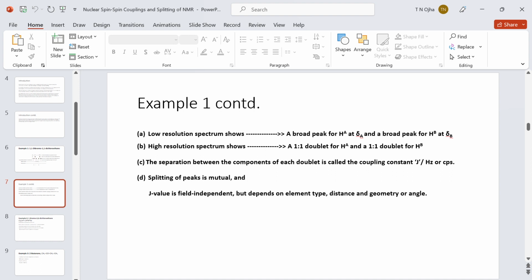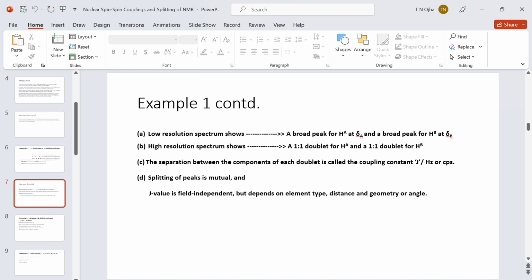So I repeat these points. At low resolution spectrum, the broad peak for HA at delta A and the broad peak for HB at delta B. High resolution spectrum shows 1 doublet for HA and also 1 doublet for HB. The separation between the components of each doublet is called the splitting constant, symbol J, unit hertz, cycles per second. The splitting of peaks is mutual.